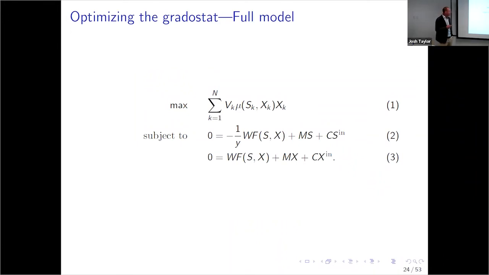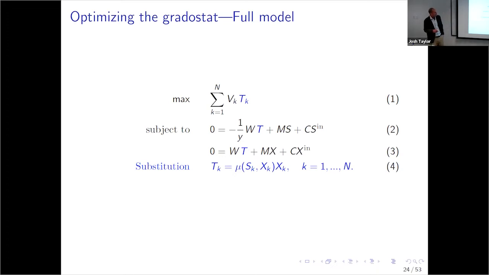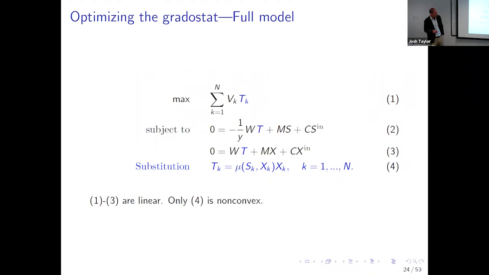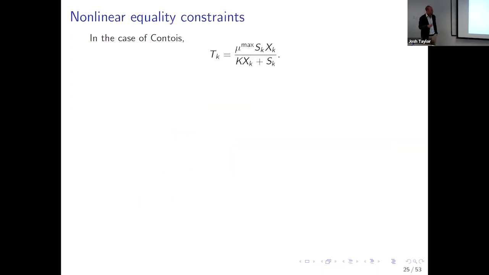Make sense to everybody? The first thing we do is we make a substitution. We define this vector T, where every element is equal to the nonlinear kinetics in each chemostat in the system. And because we've assumed that the flow rates, which are all in the matrix M, are constants, that means 1, 2, and 3 are all linear, and all the non-convexity is now confined to constraint 4. So if we can figure out how to deal nicely with constraint 4, then everything else is already in place.